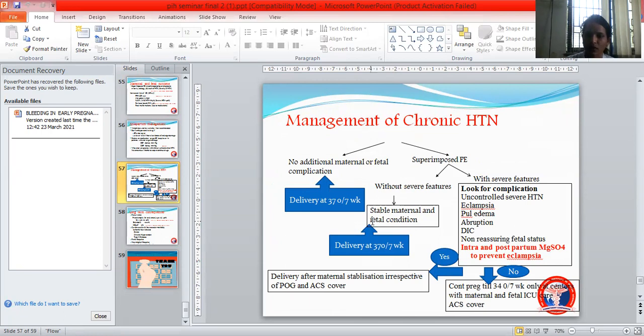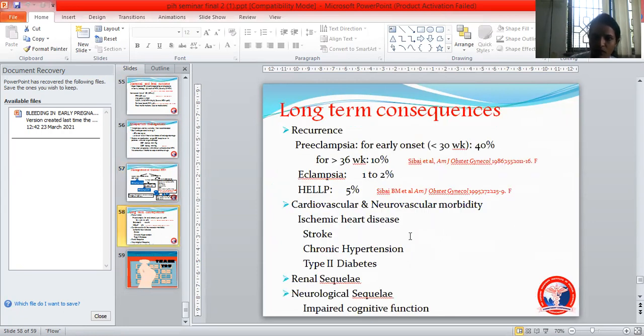Chronic hypertension is again managed in a similar way with antihypertensives and blood investigations. Delivery has to be done at 37 completed weeks. So the long-term sequelae include recurrence in next pregnancy and cardiovascular and neurovascular morbidity, ischemic heart disease, stroke, chronic hypertension, and type 2 diabetes. They can also have renal sequelae and neurological sequelae.